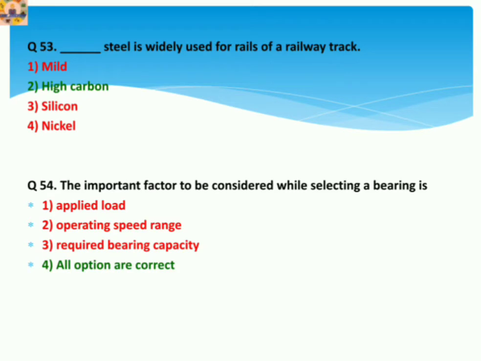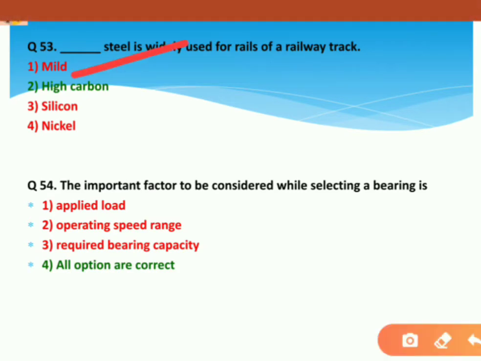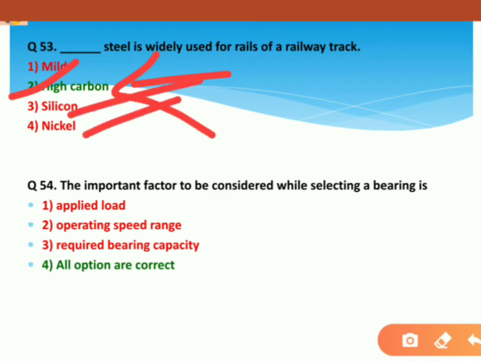Dash steel is widely used for railway tracks. It's mild steel or low carbon steel, or not the mild steel but high carbon steel. It's high carbon steel, mild steel, high carbon, silicon and nickel. So high carbon steel is widely used for railway tracks. So let's proceed to next question 54.